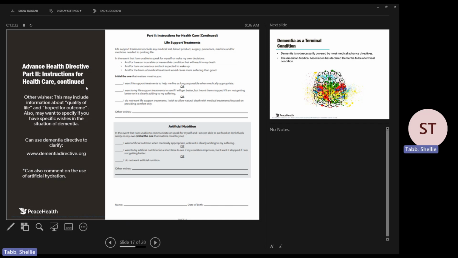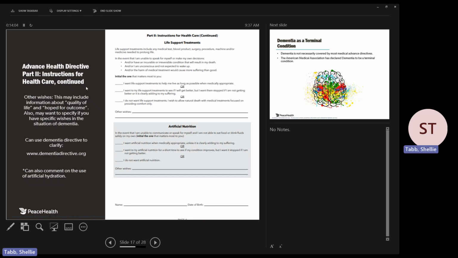So the choices, and you have to initial one, is living as long as possible when medically appropriate with life support treatments. The middle road is more like I want to try it and see if I get better, but stop it if I am not getting better, it's adding to my suffering. And then the last one is I do not want life support treatments. I wish to allow a natural death with comfort care only. And then below you can write other wishes or ideas pertaining to that.